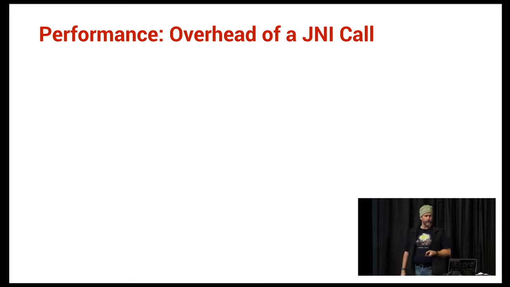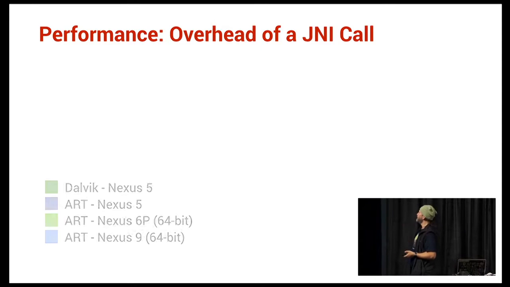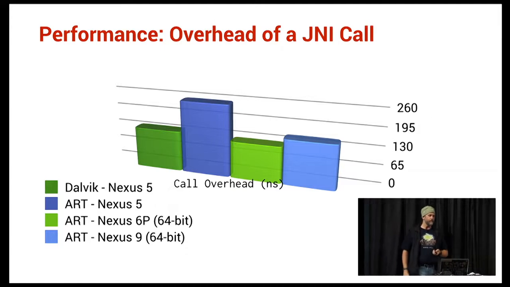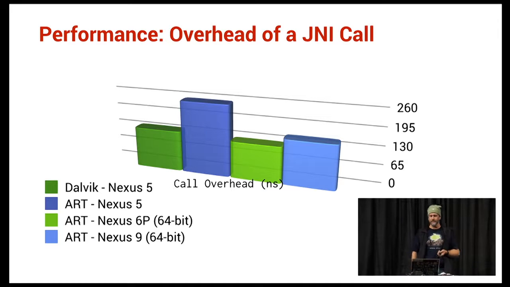What are we really talking about? The overhead of a one-way call. Here, or sorry, two-way call. This is a two-way call. So on Dalvik, our overhead was a little less than 130 nanoseconds. On ART, it's almost twice that. Good thing that devices are getting faster.